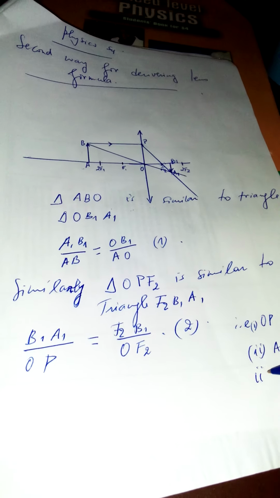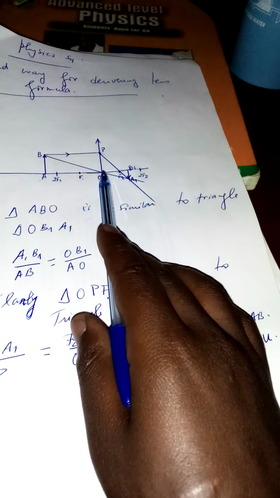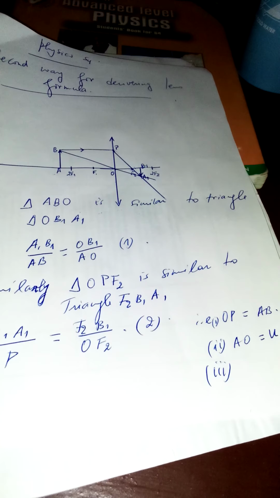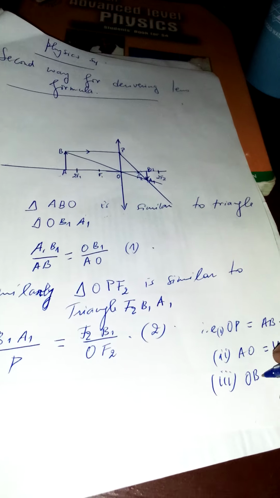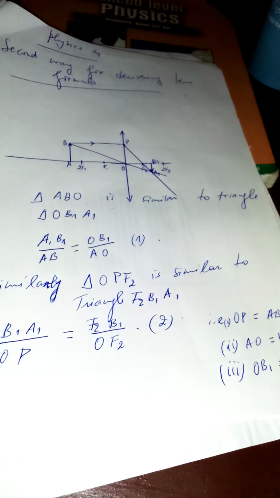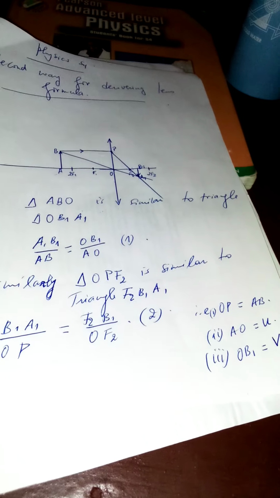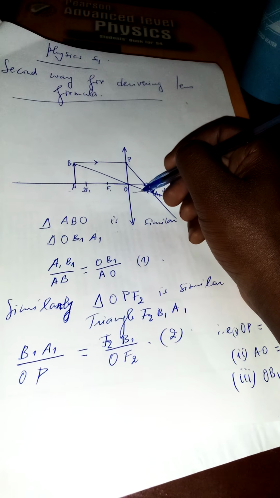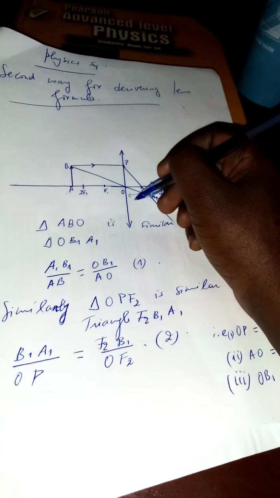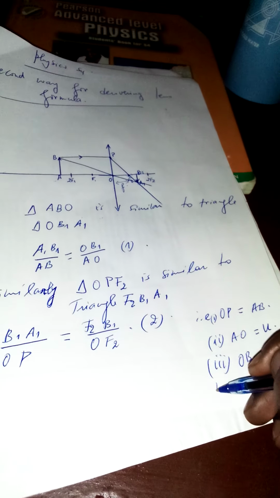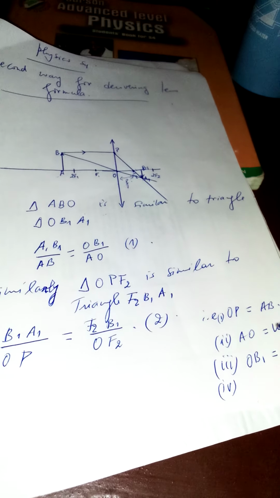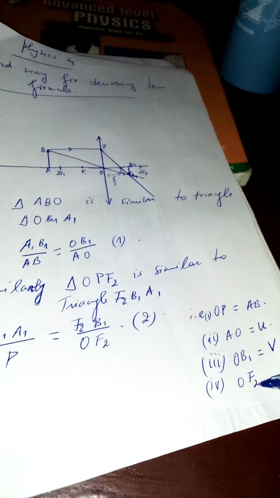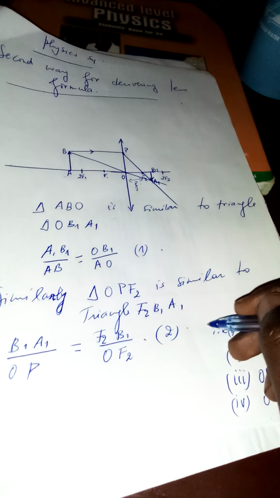The third one: from here to here it is the image distance, OB1, and it is equal to V. Again, from O to F2 it is the focal length. The fourth assumption: OF2 is the focal length of the lens.